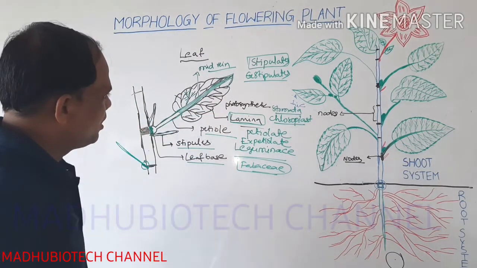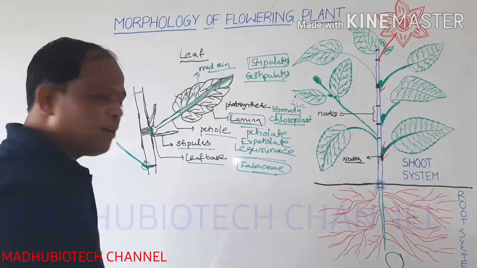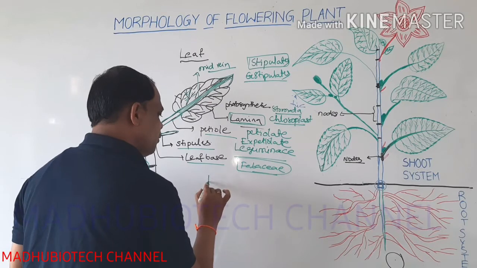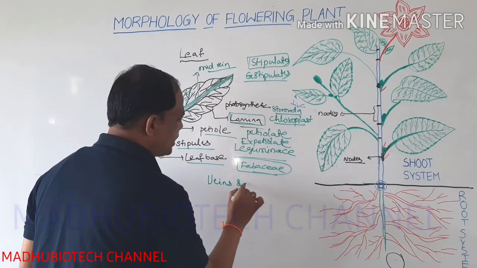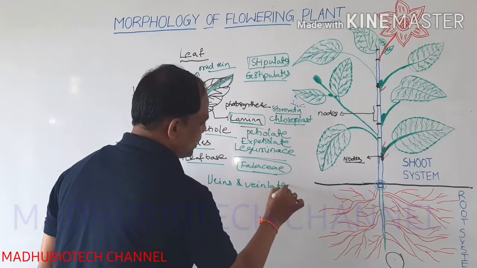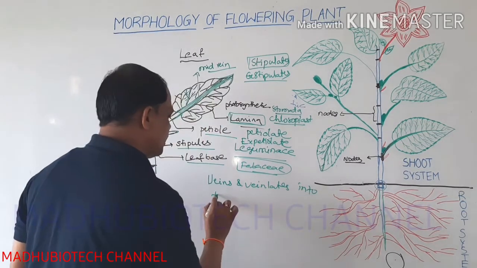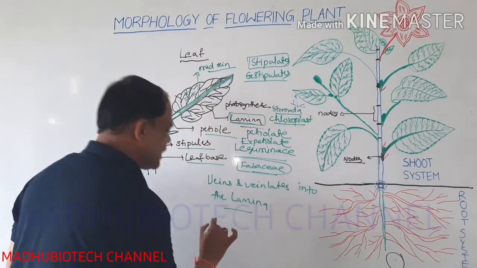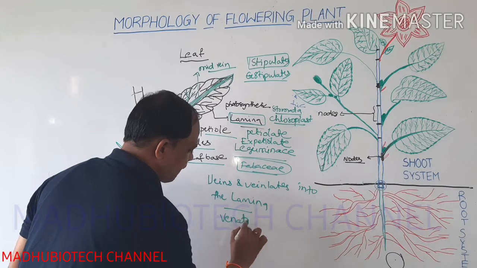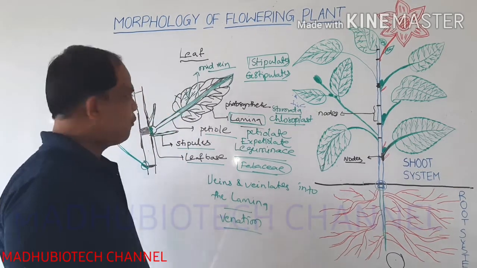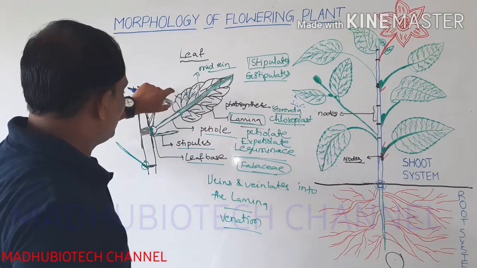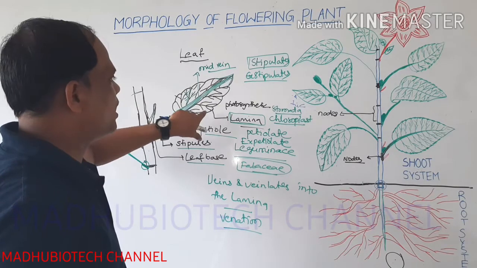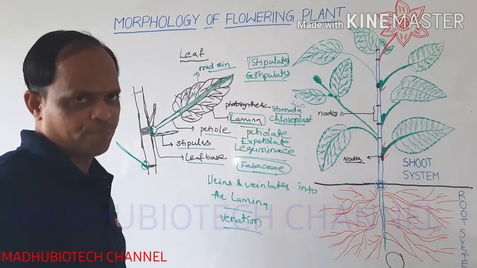And here the arrangement of the veins and veinlets in the lamina is called venation. It means the number of veins and veinlets are arranged inside the lamina, and that is called venation.